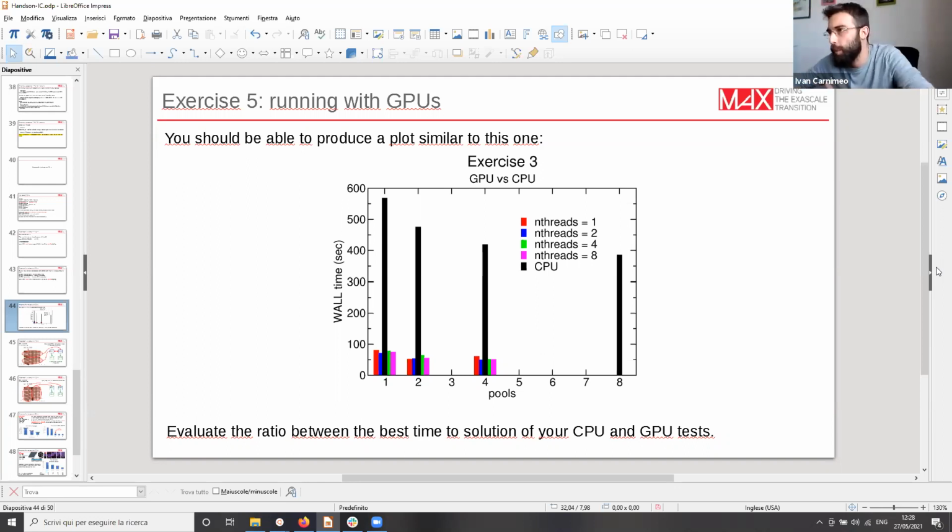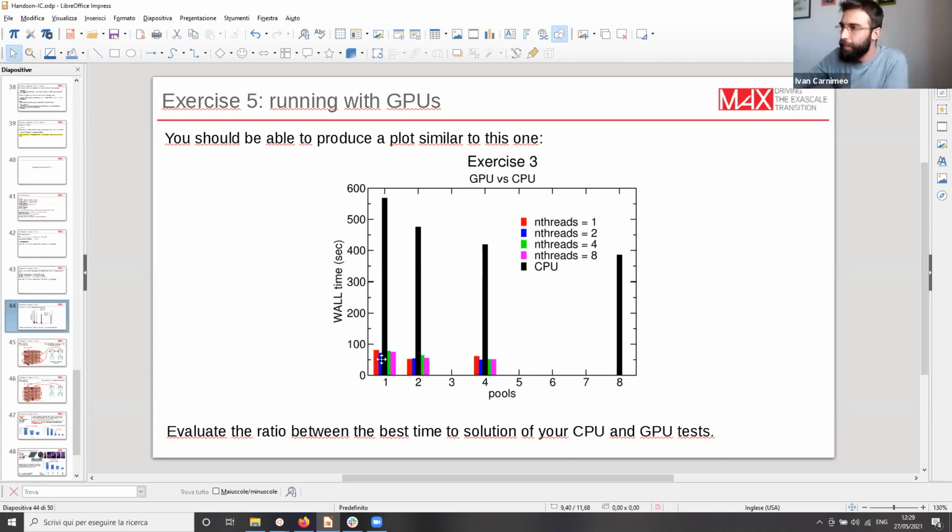But you can observe a great advantage from using the GPUs in general, because with GPUs, whatever the configuration, you are almost 1 order of magnitude lower in computational execution time. Otherwise, we see that from 1 pool to 2 pools, there is some improvement, because all these bars are a bit smaller than calculations with 1 pool. And with threads, we are not able to see significant advantages.